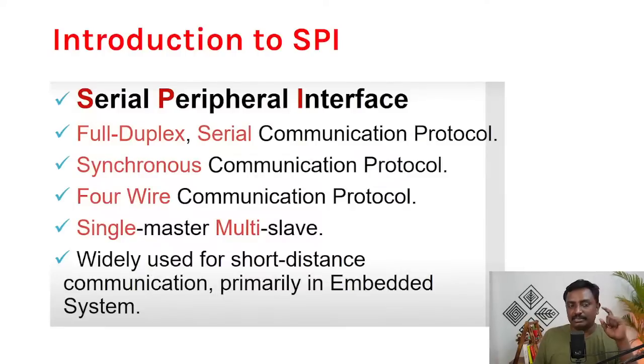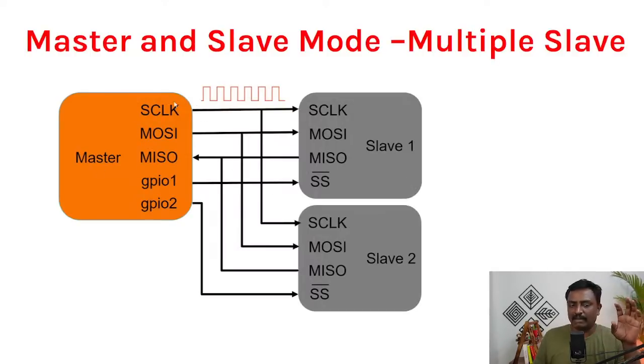Okay, and SPI, you can have more devices, but only one device can act as a master. That is the advantage. Very short distance, less than the UART. SPI is recommended for onboard PCB communication. You will have a serial clock, and the clock will be connected to multiple slaves. MOSI is master out, slave in, and MISO is master in, slave out.